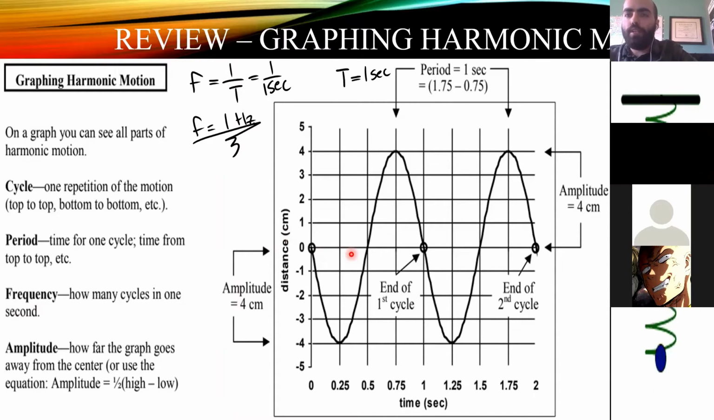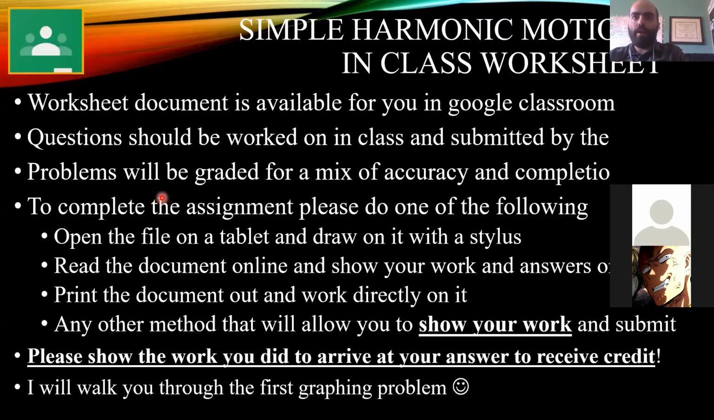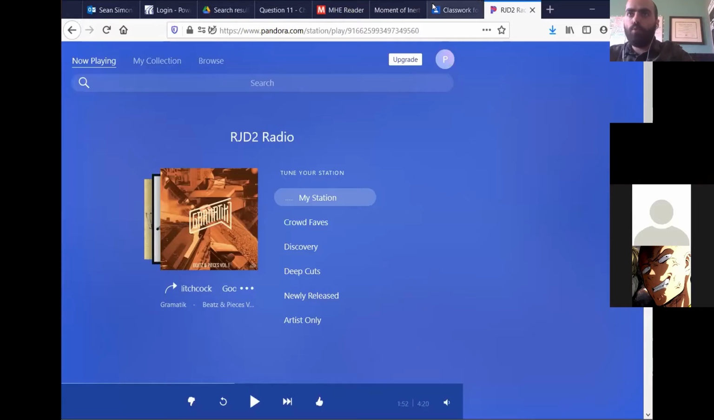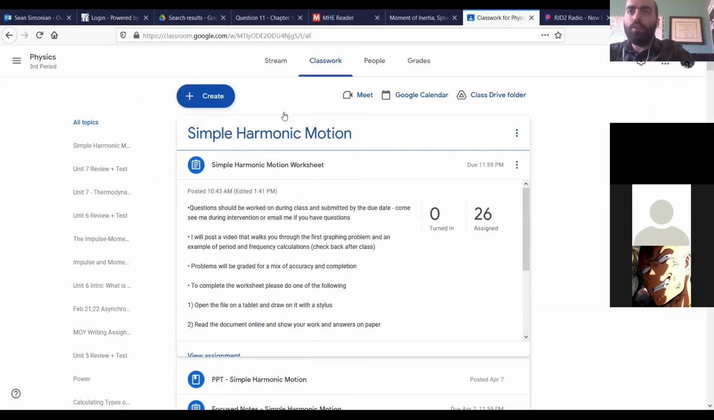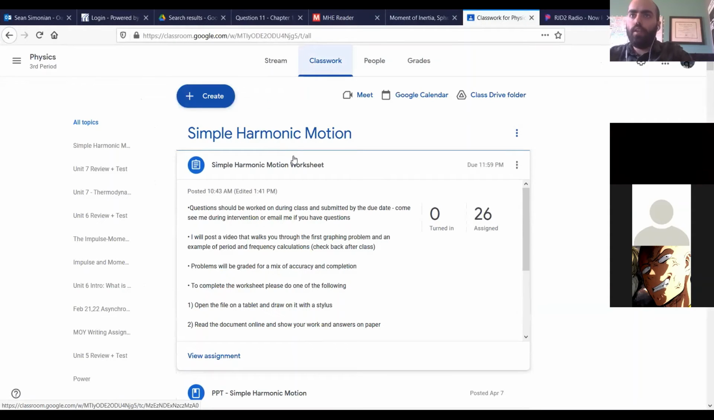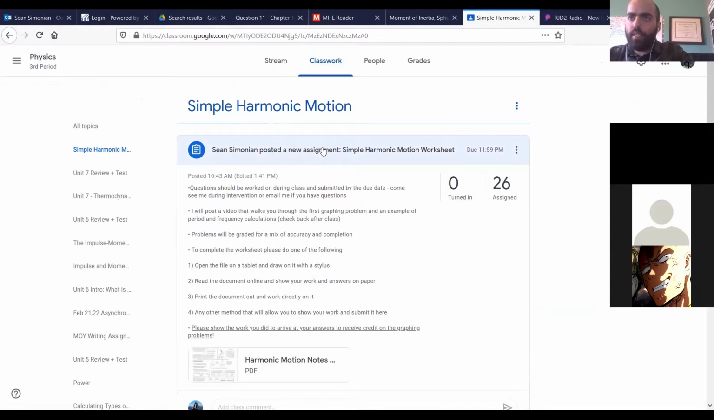And what I wanted us to do today is get some practice with both the problem solving, like converting between period and frequency, identifying harmonic motion, as well as doing these graphing problems. And the way that we're going to do that is with a worksheet that I posted on Google Classroom. So I'm going to change my screen real quick and pull up Google Classroom. If you go onto Google Classroom under classwork, under the simple harmonic motion topic, there is an assignment called Simple Harmonic Motion Worksheet.